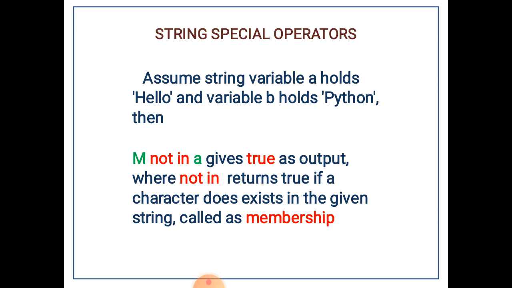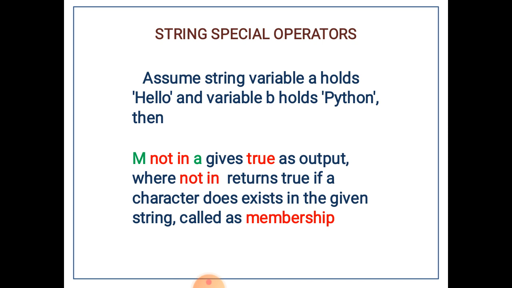There is another membership operator which is quite opposite to the in operator. If we have to know whether a character is present in the string or not, we use the in operator. But here there is another operator called not in, which tells us that a particular character or letter is not in the string.